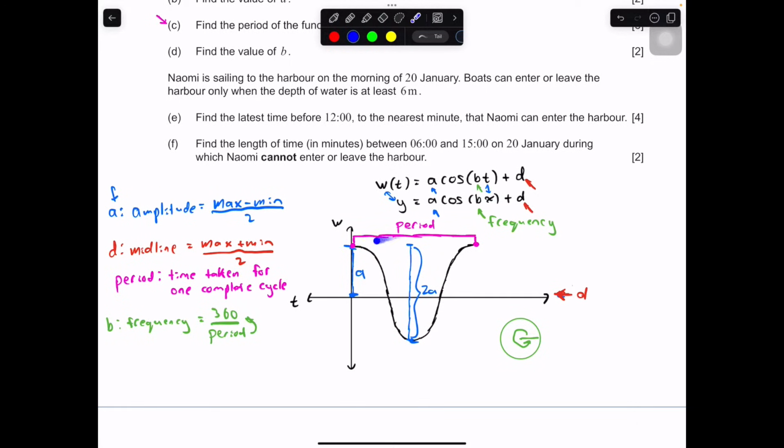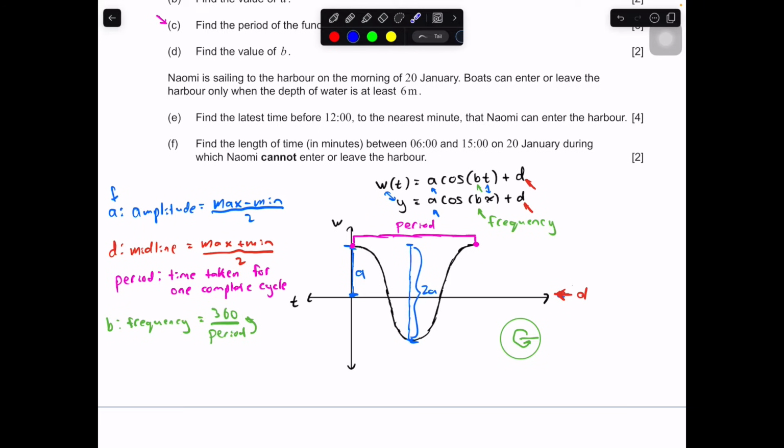So how long does it take us to go from one point to another corresponding point, or how long do we take to complete a full cycle? And frequency, this has to do with the unit circle, which is maybe a little complex in terms of its theory, but the question we're essentially asking is, how many cycles can we fit into 360 degrees? And this is going to give us the value of B.